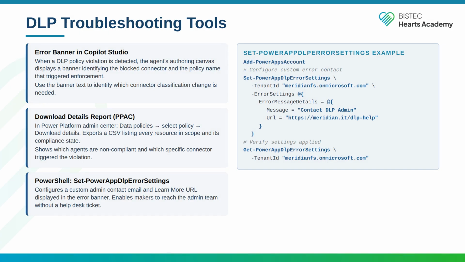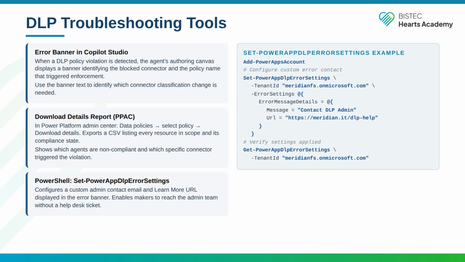When a maker comes to you with a DLP problem, 3 tools give you a complete diagnosis in under 5 minutes. Every senior administrator needs to know these tools by name and know exactly when to use each one. The first tool is the error banner in Copilot Studio.